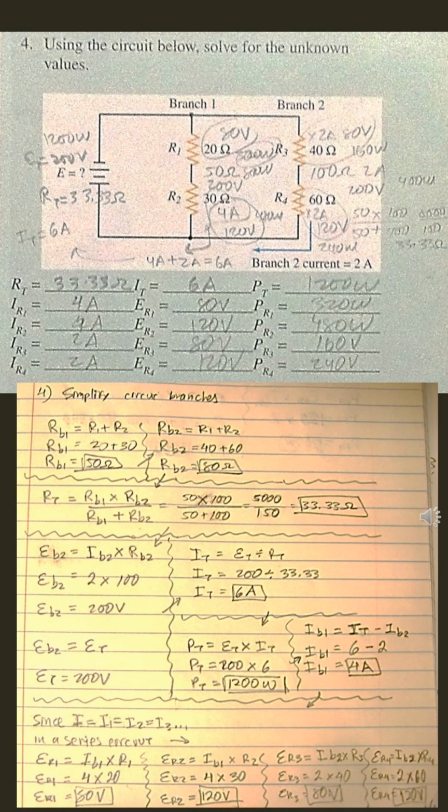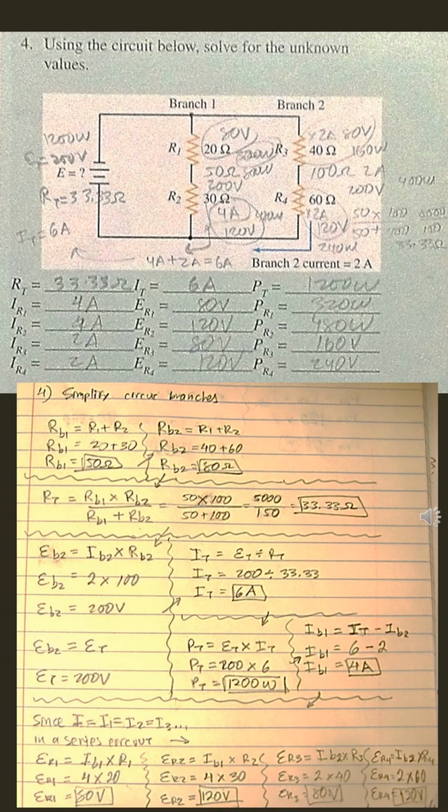To figure out the power total, it is found with the power formula, power or P equals E, or voltage, times I, or current. Or power equals voltage times current. In this case, voltage is 200. Our current total is 6 amps, or 1200 watts.